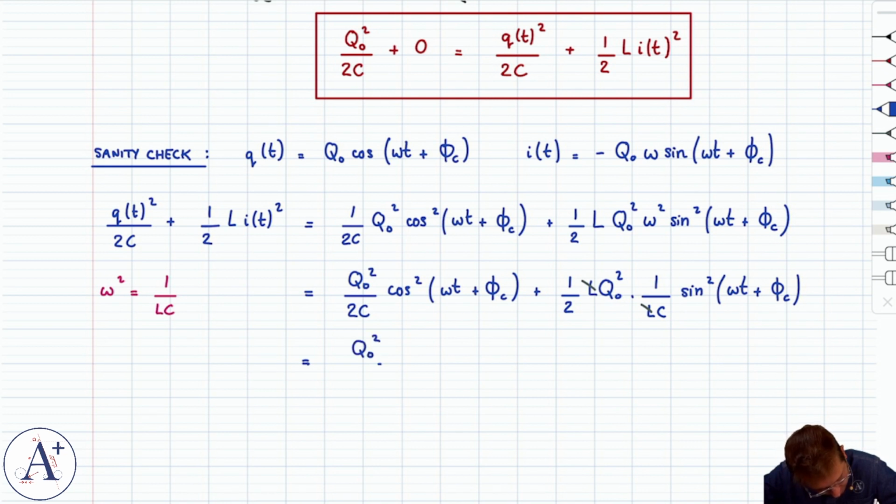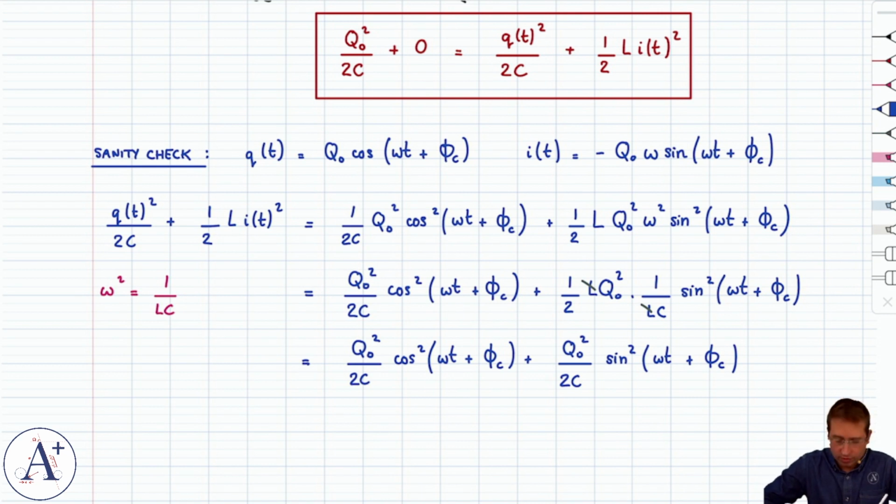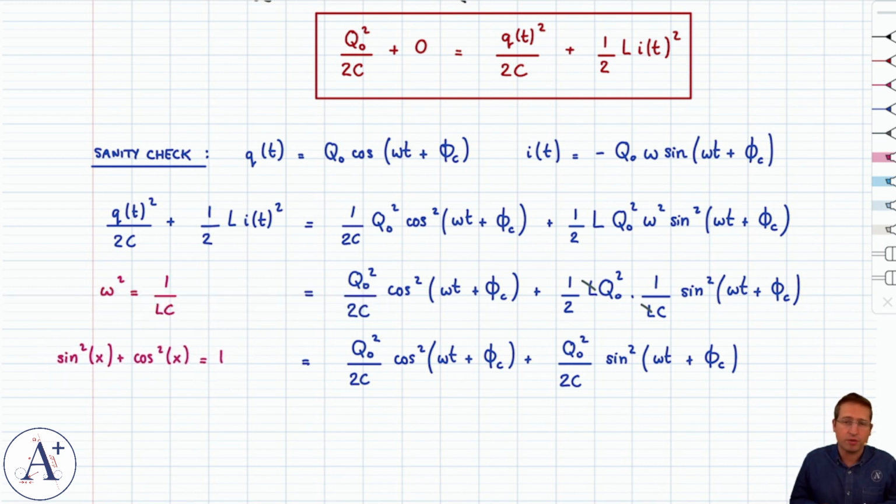And now we have Q0 squared over 2C cosine squared of omega t plus phi sub C, plus Q0 squared over 2C sine squared of omega t plus phi sub C, which is nice because now we have a common factor, Q0 squared over 2C. And if we recall that for any x, sine squared x plus cosine squared x is equal to 1, all we have to do is factor out Q0 squared over 2C, and then we get the sum cosine squared plus sine squared, which is going to be 1. And so ultimately, we get Q0 squared over 2C.